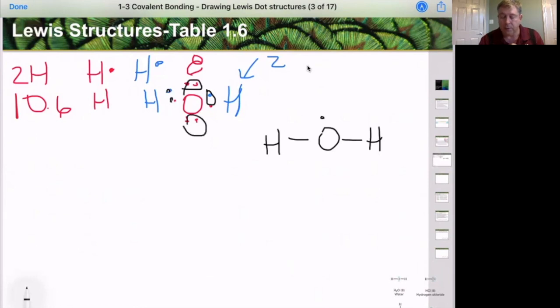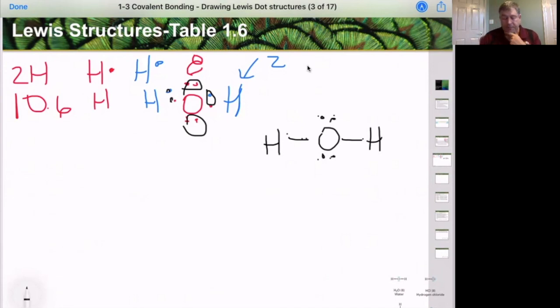So we're going to put those back on the structure here, and so we end up having a total of 1, 2, 3, 4, 5, 6, 7, 8 electrons around oxygen, and we have 2 electrons around each of the hydrogens. Okay. Remember, bonds count for 2 electrons, and they're shared between those 2 atoms, so they count for each of the atoms.